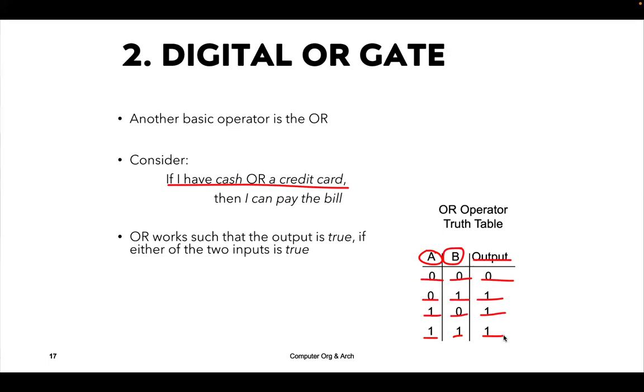That is the OR gate. And the condition on the OR gate is it can only return true if one or both inputs are true, the way you have seen us dealing with the supermarket purchase here.